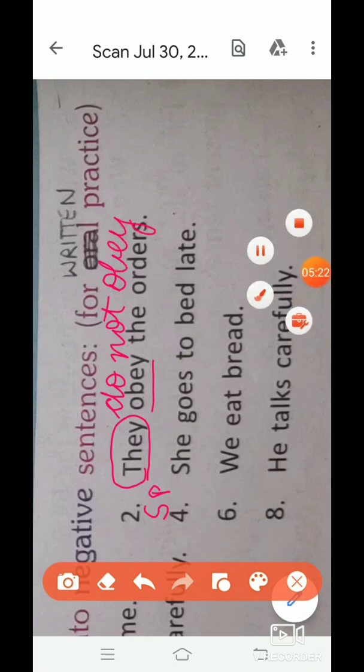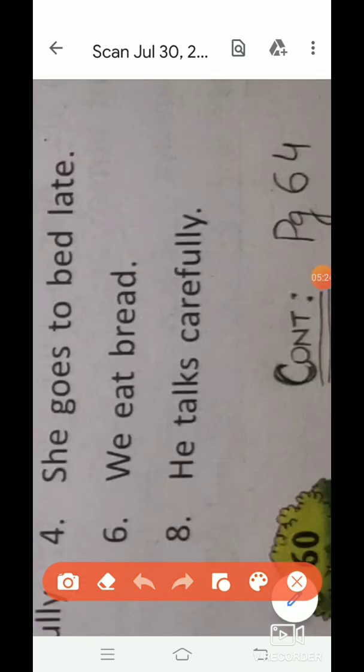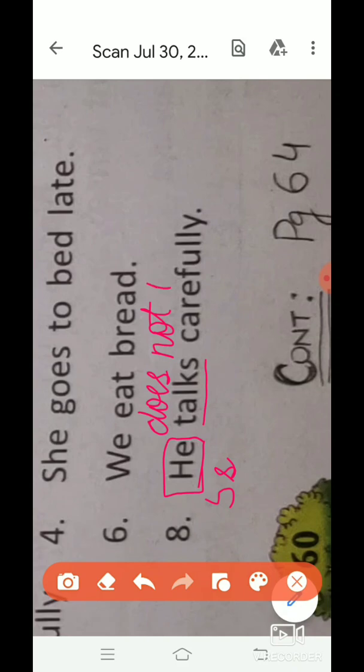Let's take up one more question, that is question number 8. He talks carefully. Talks is the verb here. He is my subject and my subject is singular. So, what will be my construction of negative sentence? It will be he talks is V1 with S. I will use does not and V1 will be talk. So, the answer will be he does not talk carefully.